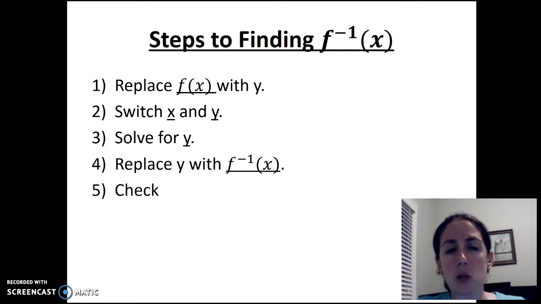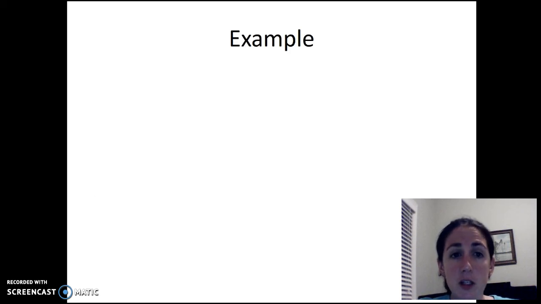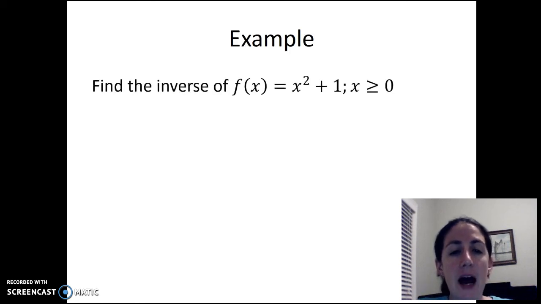You do f composed with f inverse, you make sure it gets x. Then you do f inverse composed with f, and you make sure it gets x. So let's do an example. Let's find the inverse of x squared plus 1. Notice I have this restriction on x to make it a one-to-one function, so it does in fact have an inverse. It doesn't affect our process of finding the inverse, though.